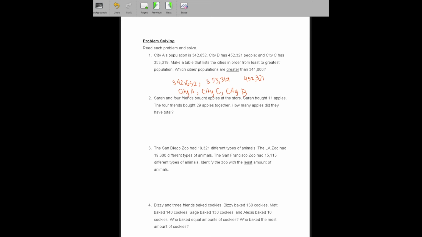This number is 353,319. 53,000 here. This is 44,000 here. So which one's bigger? City C is bigger. Now we compare 452,000 and 344. 344 is smaller than 452. So we circle this one as well.